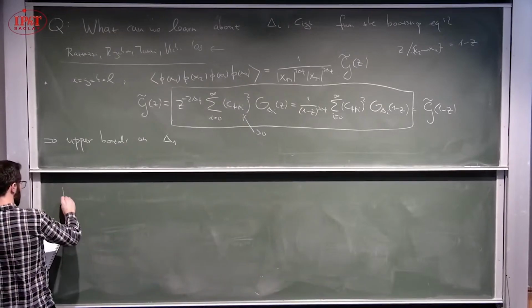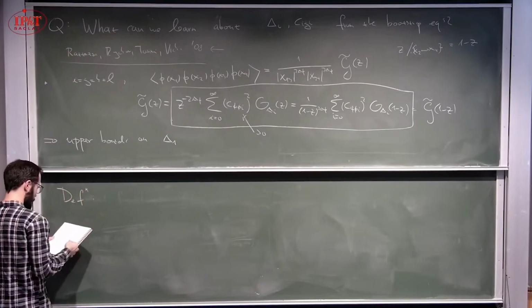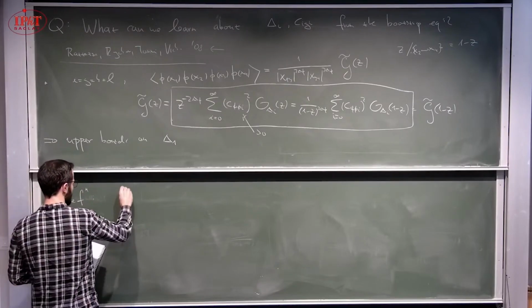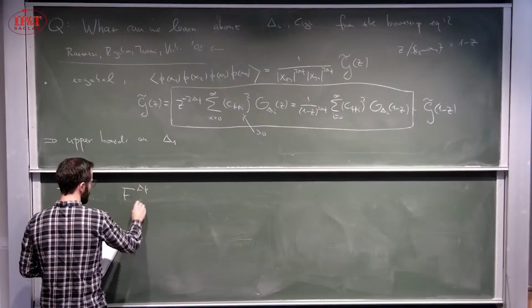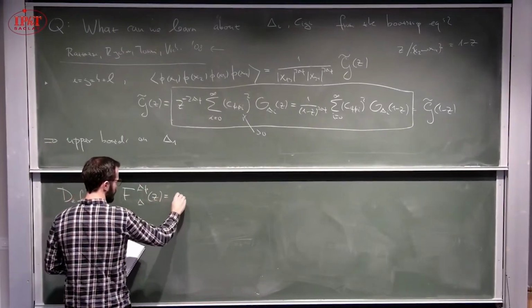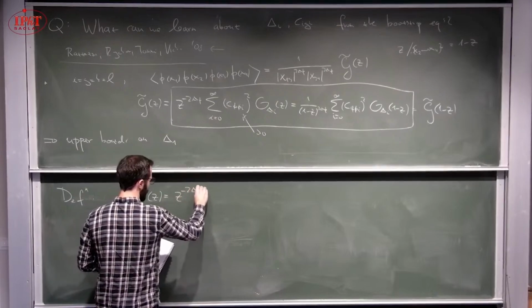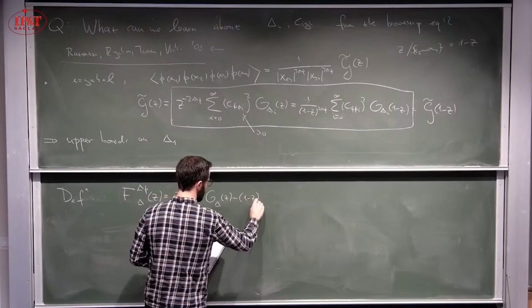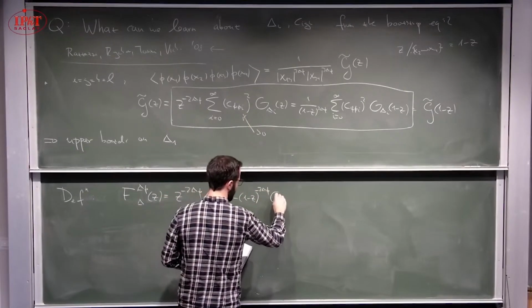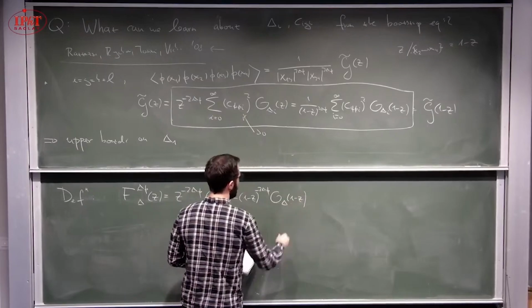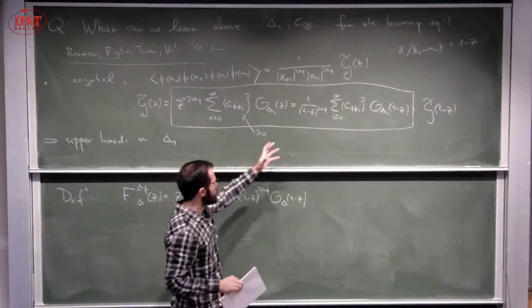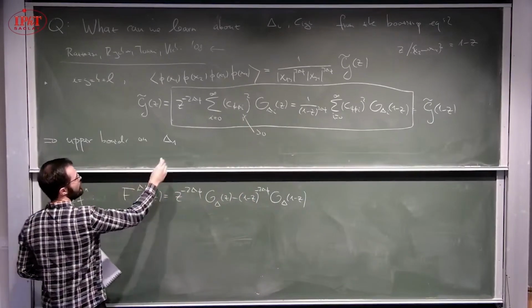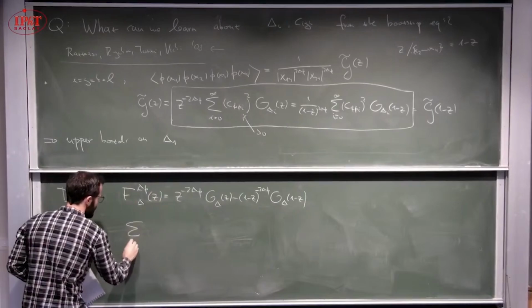Let me just write some functions. So let's define. Let's cast this as a vector equation in some vector space. So let's define f delta phi delta of z to be this anti-symmetric combination of conformal blocks. Essentially, what we are doing is that we are subtracting the right hand side from the left hand side, and then that equation in the box is the same as the statement.